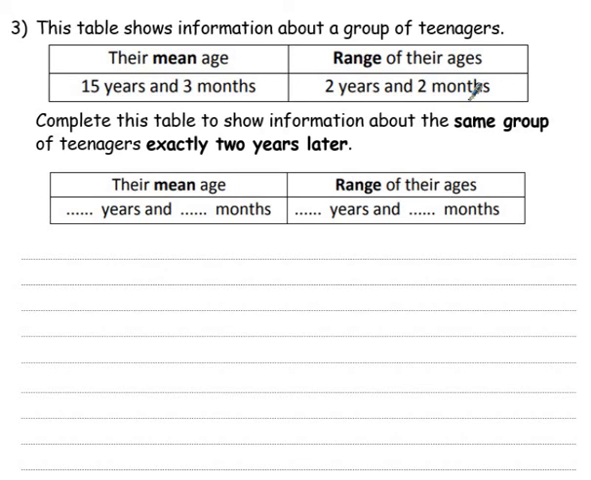However, because in exactly 2 years, everybody will be 2 years older, all that means is that the mean will increase by 2 years. So instead of 15 years and 3 months, it'll be 17 years and 3 months. The range of the ages, well, because all of the children are now 2 years older, the range of the ages actually doesn't change at all. So it's still going to be 2 years and 2 months. And that's the same if they went 5 years later. All you would do is add five onto the mean, and the range wouldn't change at all.